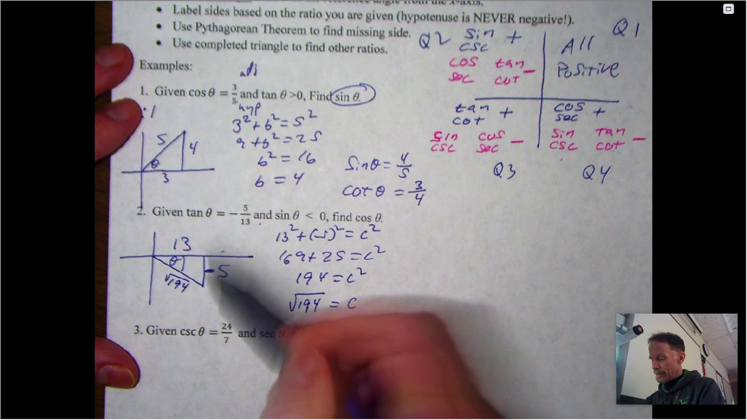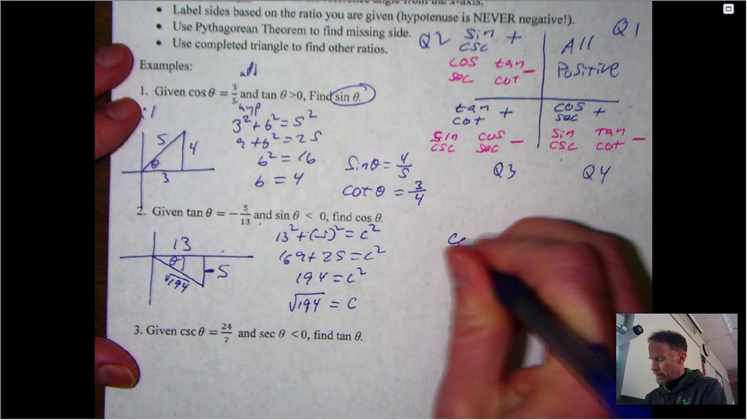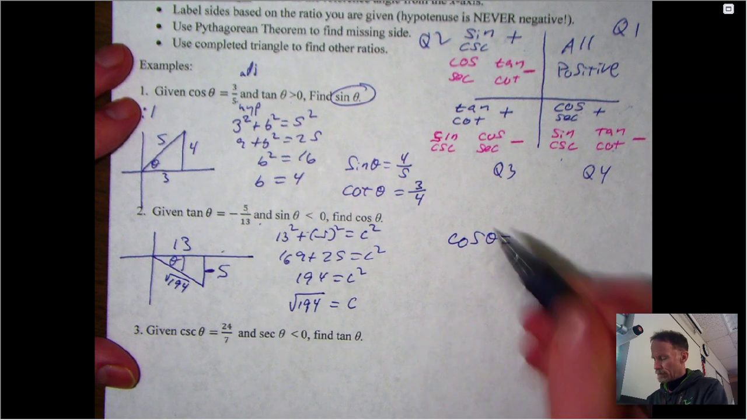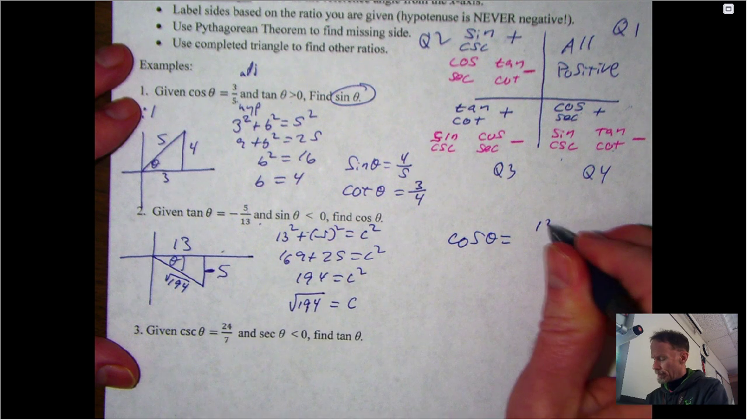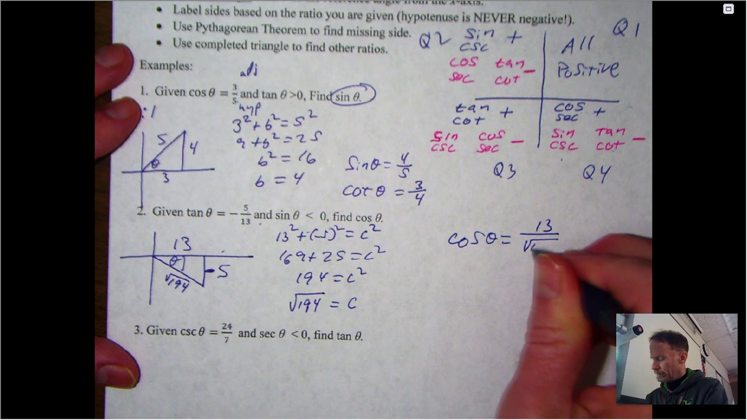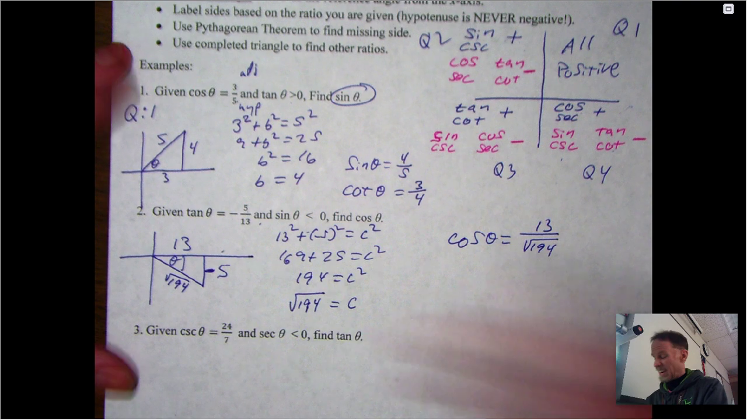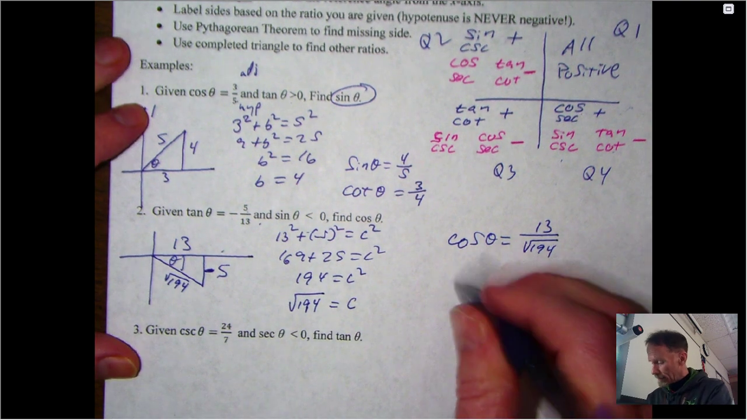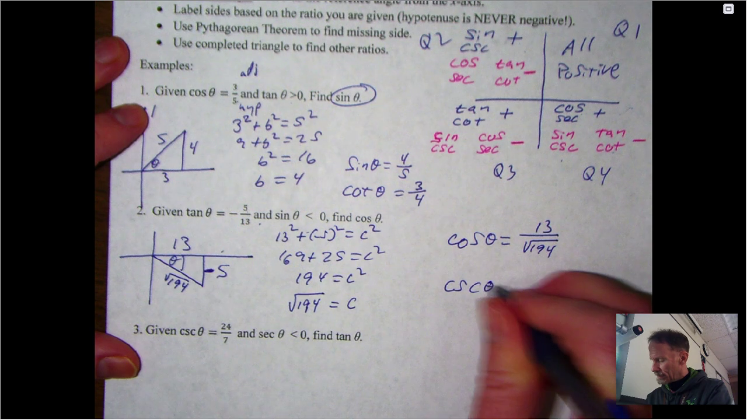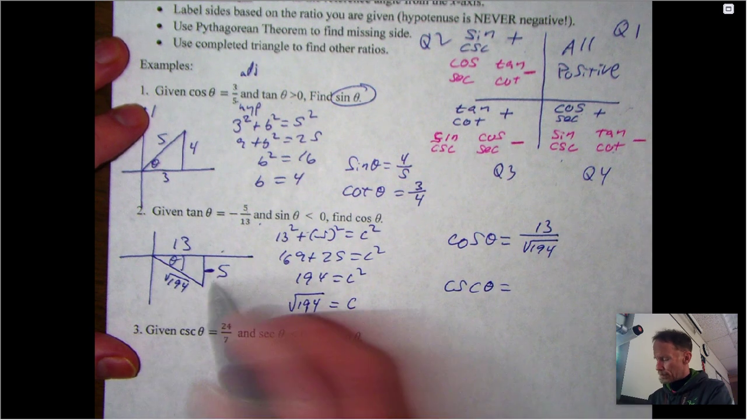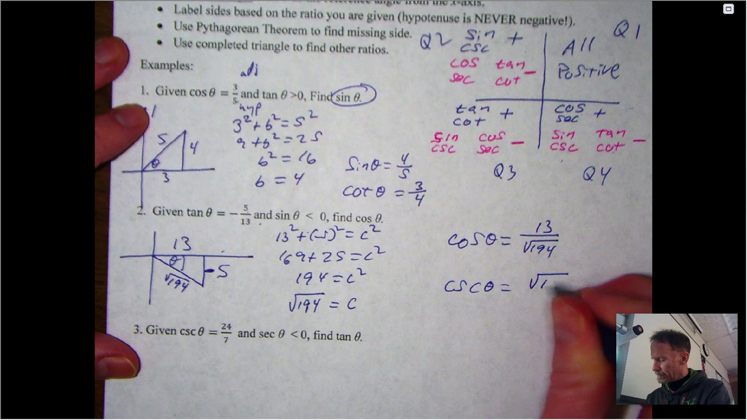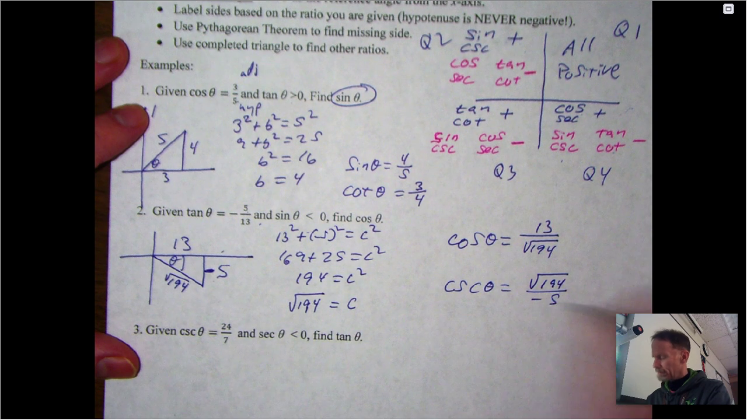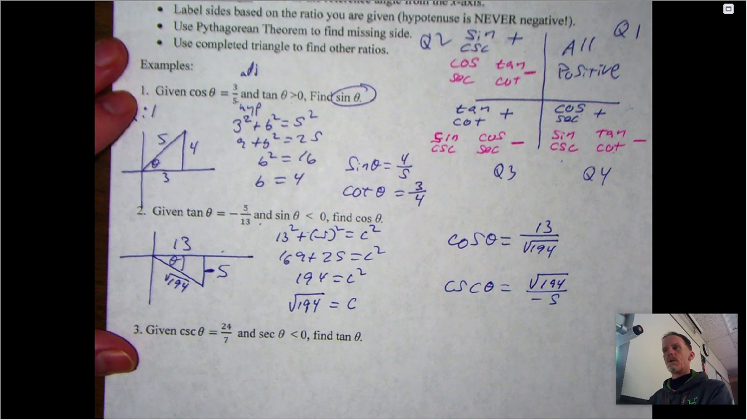And now that everything's labeled, we can answer the question. So again, cosine theta, adjacent over hypotenuse, is 13 over root 194. And whatever else you want to do, like let's say, how about cosecant? If we did cosecant theta, that's hypotenuse over opposite, so that would be √194 over negative 5. Whatever else you want to do.